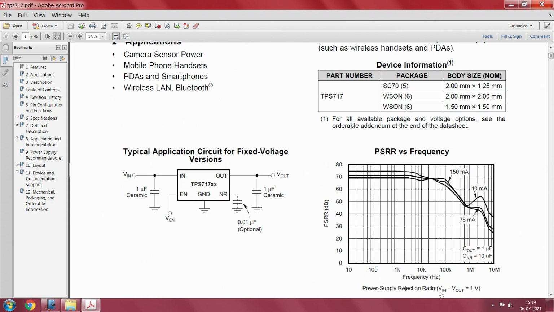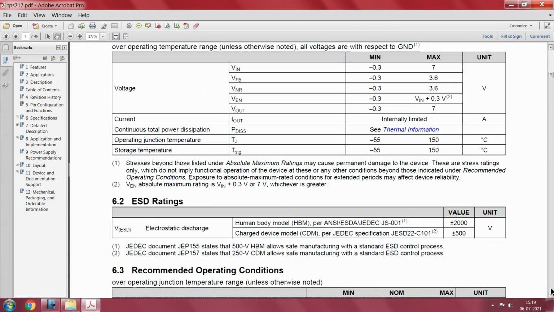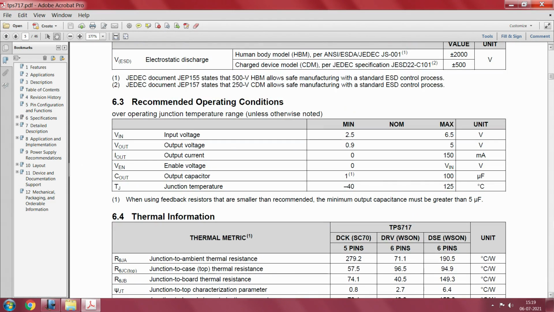And they did this measurement for a power supply rejection ratio with V in minus V out of 1 volt. Some LDOs actually have an enable pin, so that if you make that 0 the LDO output will go low, therefore you may want to save energy there. Maybe the output load does not require that voltage, then you may want to shut it down. Then there is a wealth of information related to junction temperature, output value, output capacitor, the enable voltage, I out which is the load current, and the output voltage, the input voltage and so on. And they are also telling you about the junction temperature, it should not exceed this much.